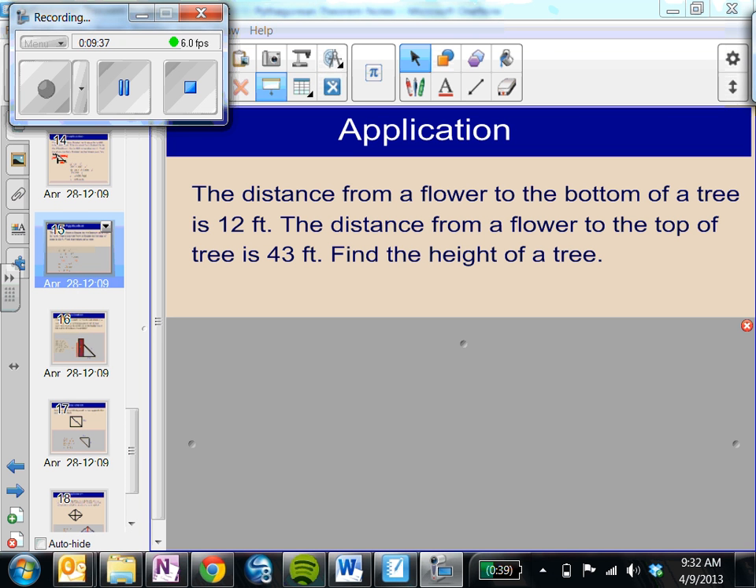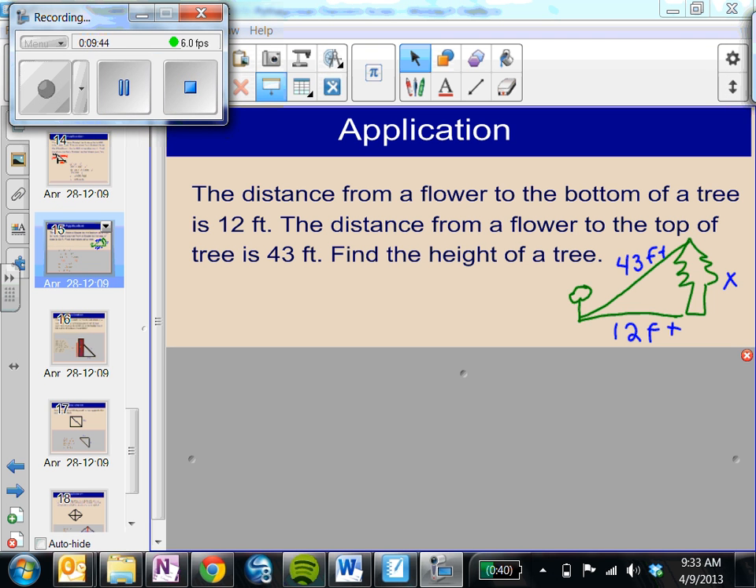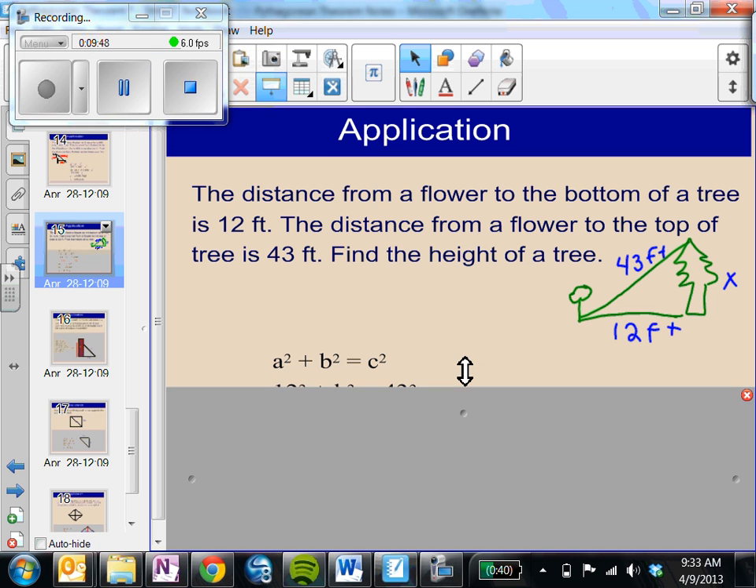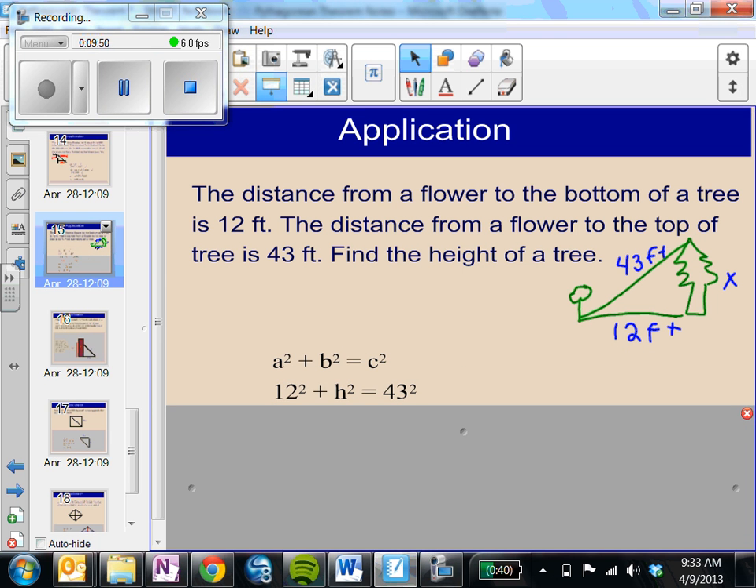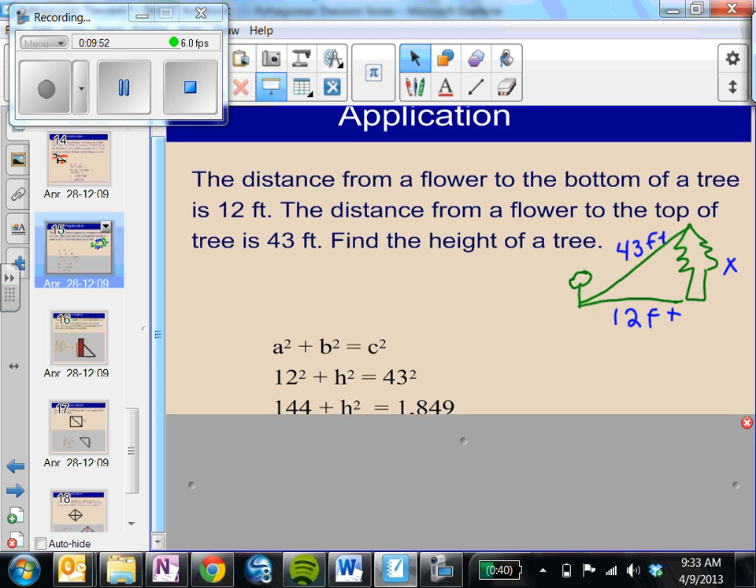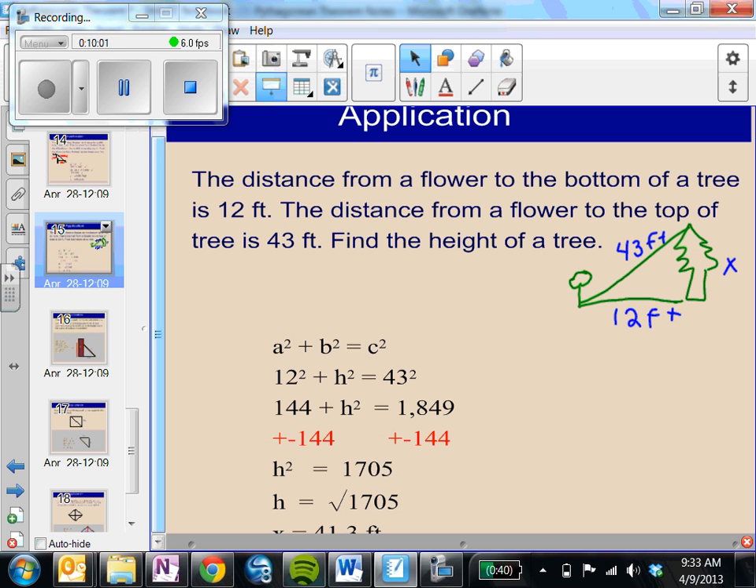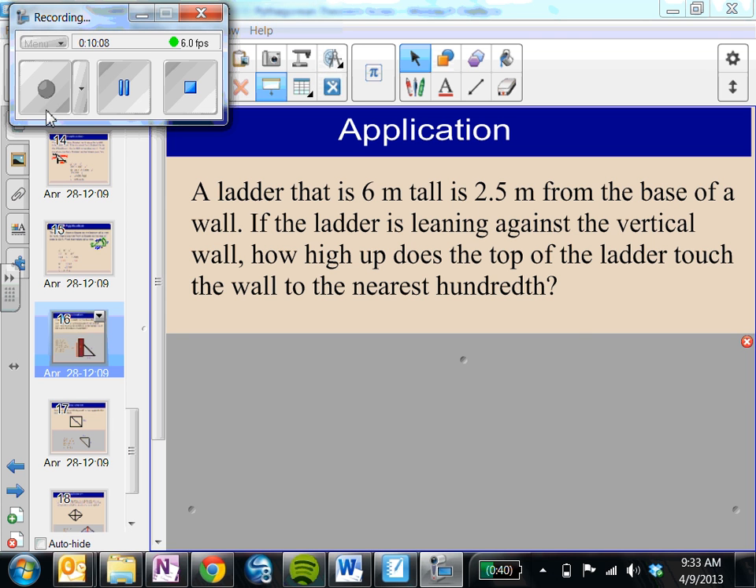The distance from a flower to the bottom of a tree is 12 feet. The distance from a flower to the top of the tree is 43 feet. Find the height of the tree. So in this case, we are solving for the height of the tree, which is the leg. So we have a squared plus b squared equals c squared. And we know that one of the legs is 12 and the hypotenuse is 43. So we square 12, square 43, and solve from there, and we end up with 41.3 feet.